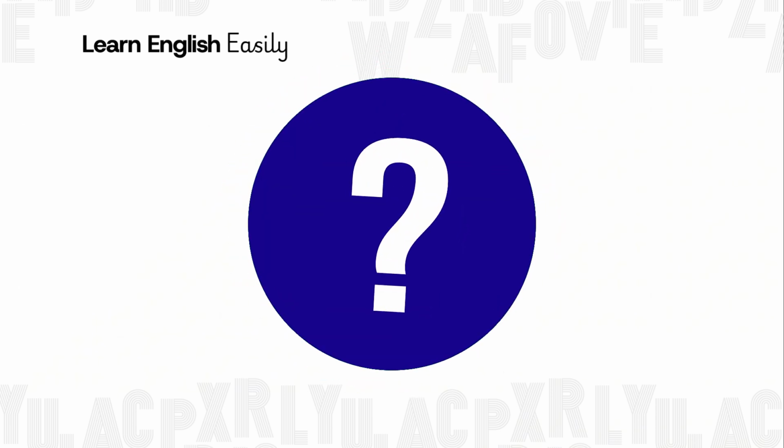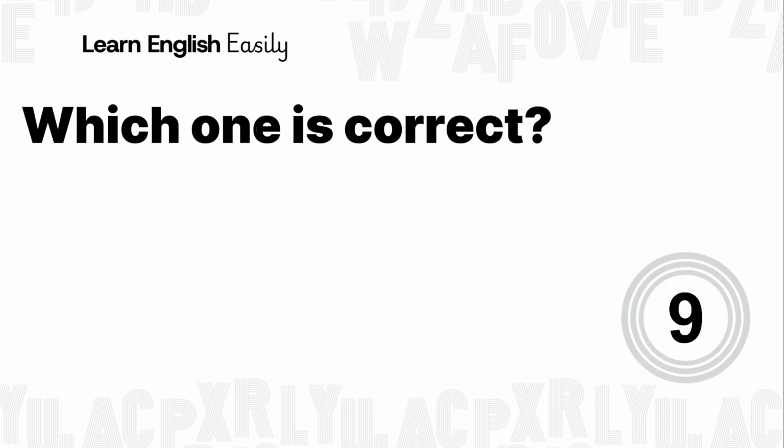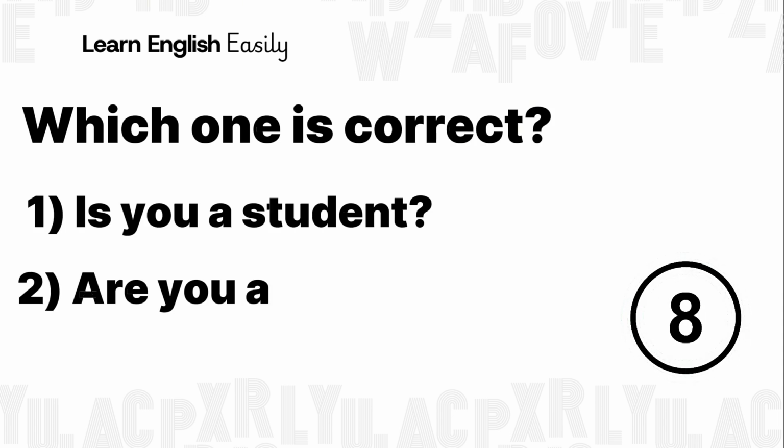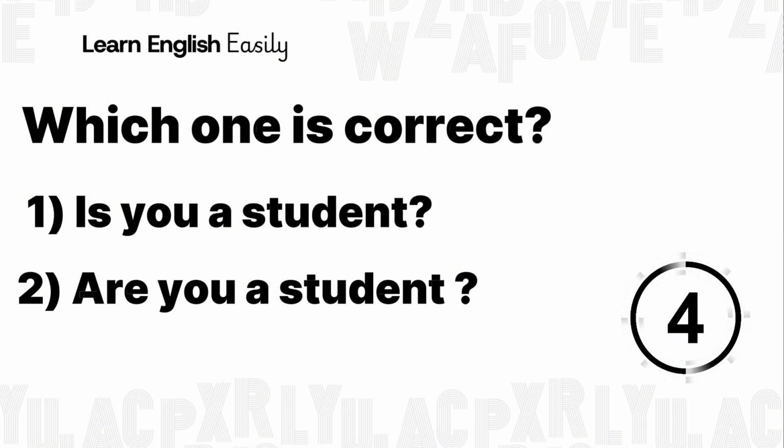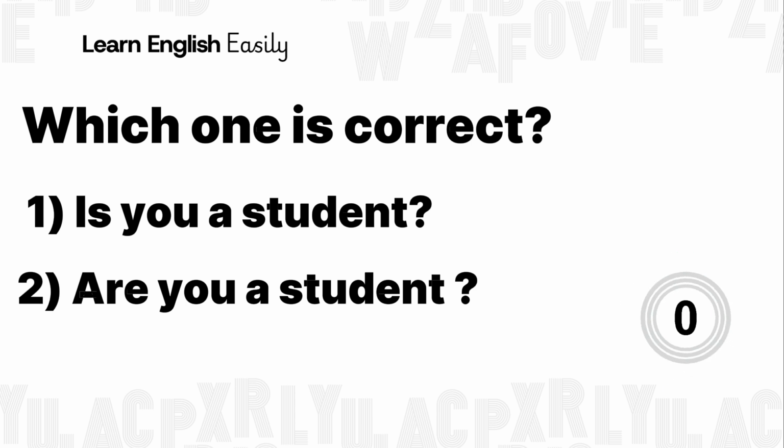Your turn. Which one is correct? Is you a student, or are you a student? The correct answer is, are you a student? Did you notice the pattern? The verb to be moves before the subject in questions.